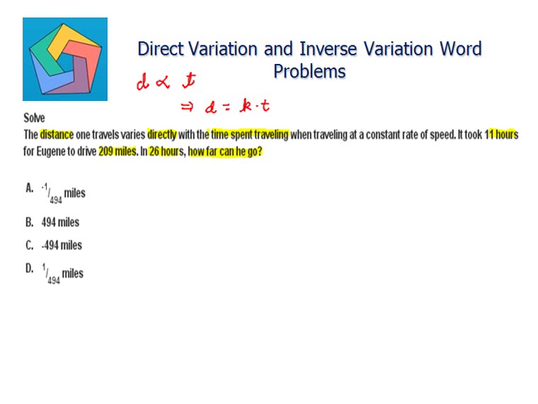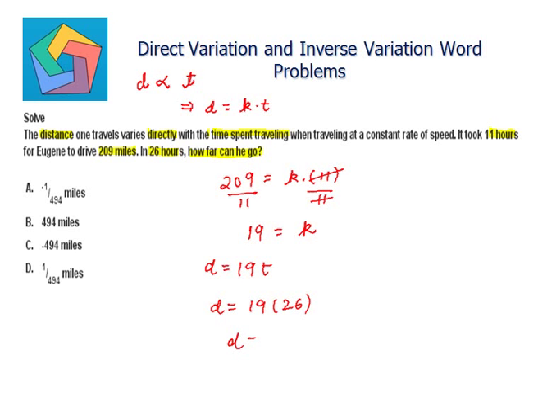Now it says it took 11 hours for Eugen to drive 209 miles. So distance becomes 209 is equal to k times t, which is 11. So dividing by 11 both sides, I get k as 19. So my equation becomes d is equal to 19 times t. Now in 26 hours, how far can you go? So d is equal to 19 times 26. So d is equal to 494 miles, which is the answer in the B part.